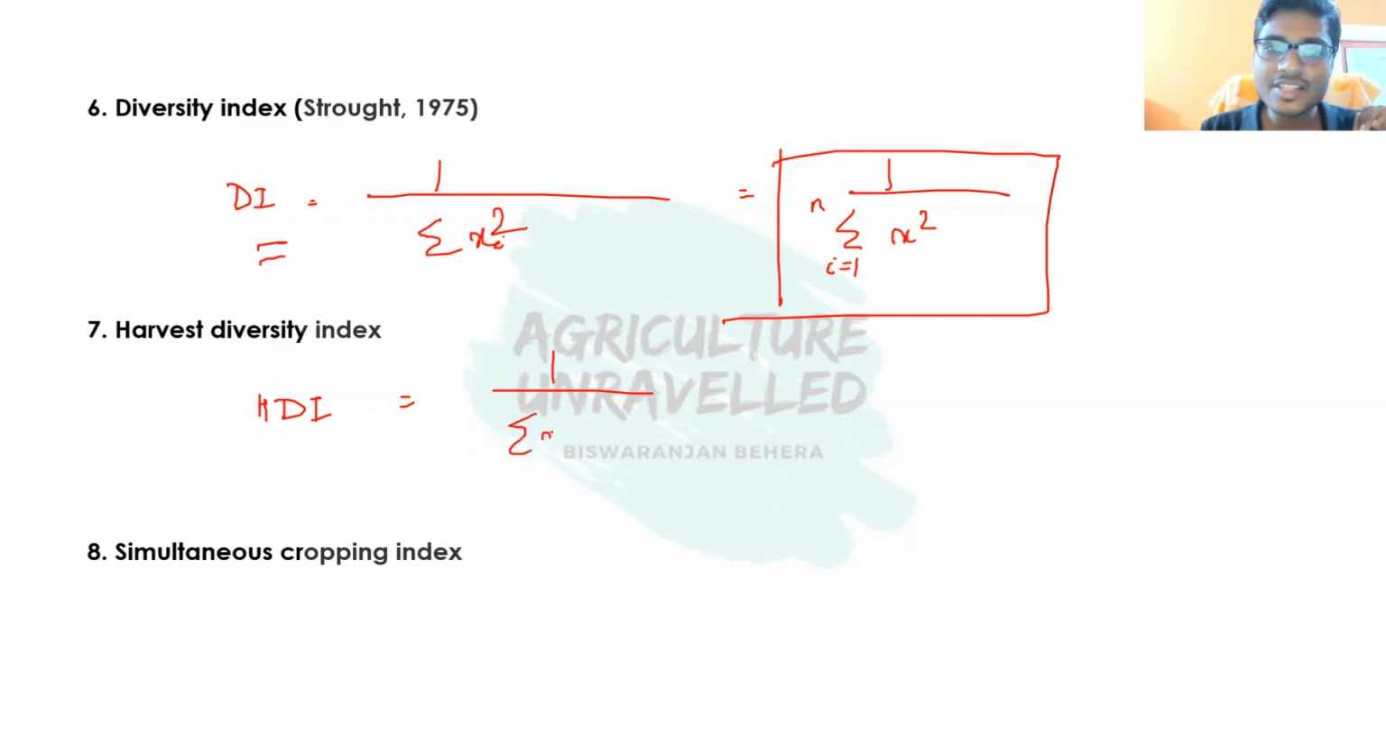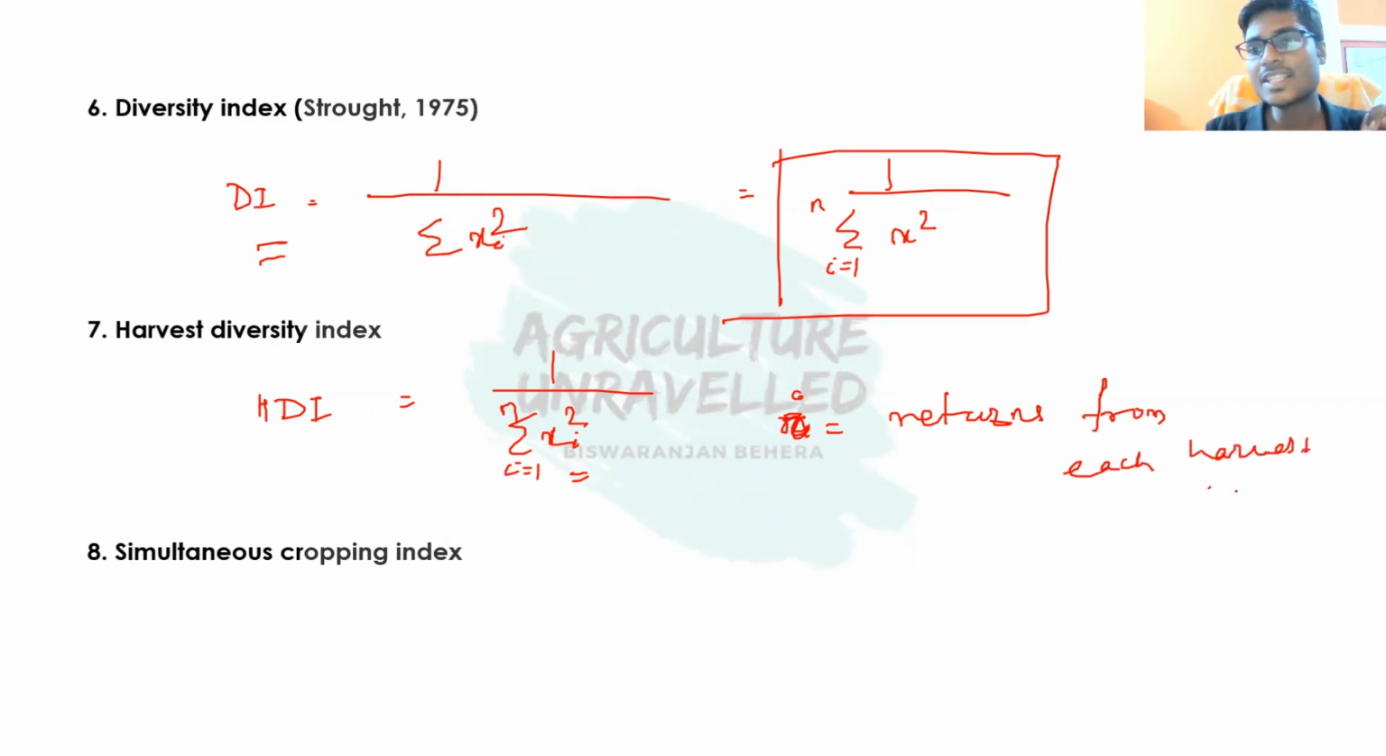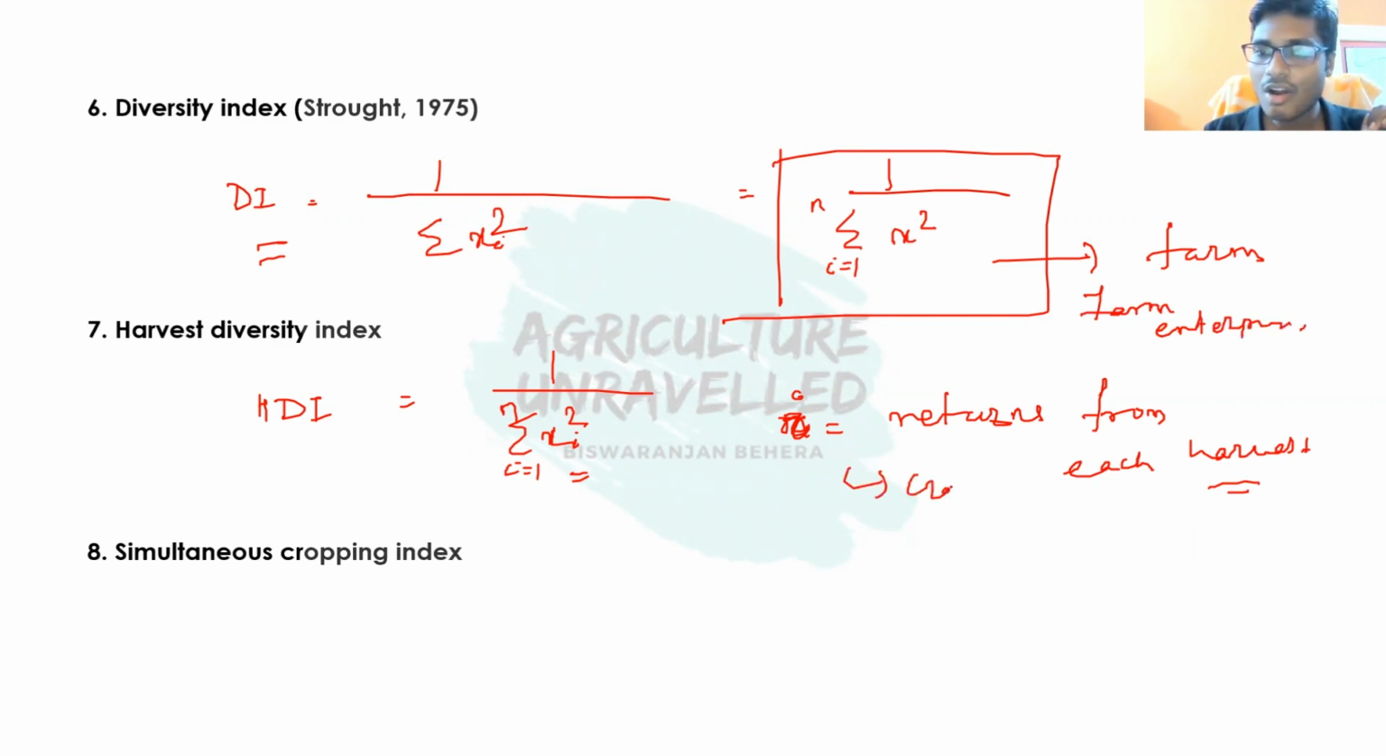So here the formula is the same, that is 1 by Σxi², i is from 1 to n, but here the n represents the returns, i represents the returns from each harvest. So the formula is the same as the diversity index, but there we were considering the whole farm and the returns from farm enterprises, but here we are considering only crops, and the returns are from different harvests.